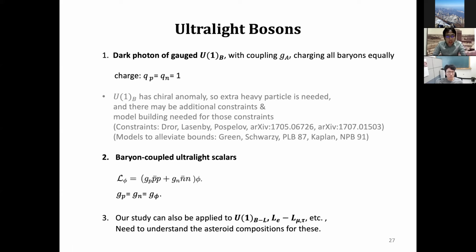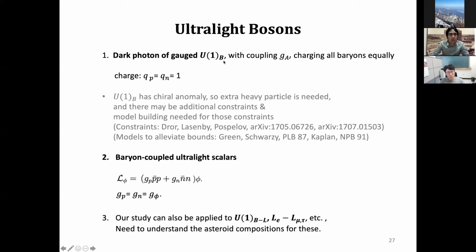Our study can also be applied to U(1)_{B-L}, or L_e minus L_mu, L_e minus L_tau, all these different models. But these are a little bit more complicated because you have to charge differently. For B minus L, you only charge the neutron, so you have to know how many neutrons are in the sun and in the asteroid. So it's more complicated. That's why we do just U(1)_B. L_e minus L_mu and L_e minus L_tau are easier because you can count how many electrons there are. But there's also the neutrino bound, which is very strong.